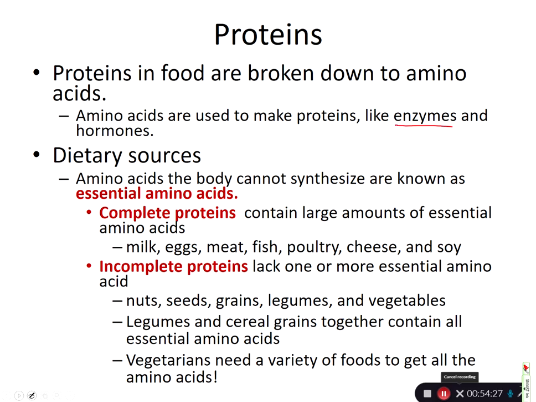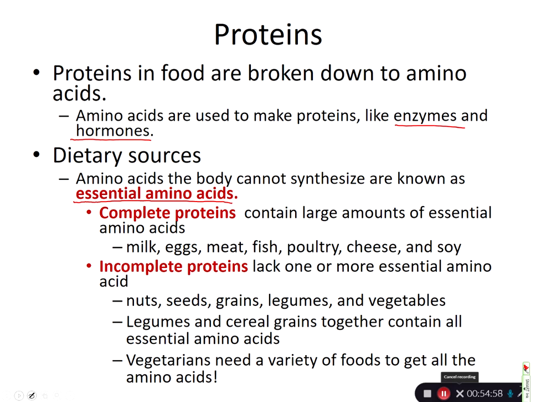Enzymes are proteins. Hormones are proteins. Hemoglobin's a protein. Insulin is a protein. There are so many proteins in the body. So when you consume a protein, your body really breaks it into amino acids. You absorb it into your bloodstream so that you can build up new proteins that you need. Any amino acid that the body cannot make on its own is called an essential amino acid, meaning it is essential in your diet. You have to get it in your diet.